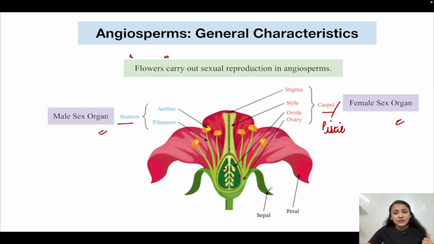These are the sepals, these green colored structures. So the outermost whorl is this whorl of sepals. Then comes the whorl of petals. Then comes the whorl of stamens and in the middle is present carpel. Carpel can be present in a single number or in more than one number. More than one carpel can be present.